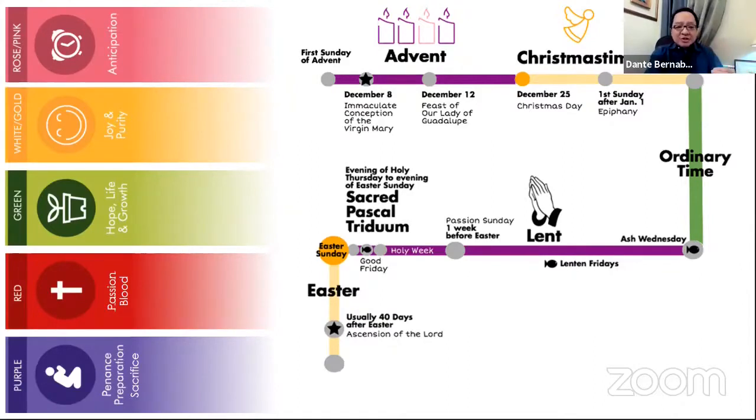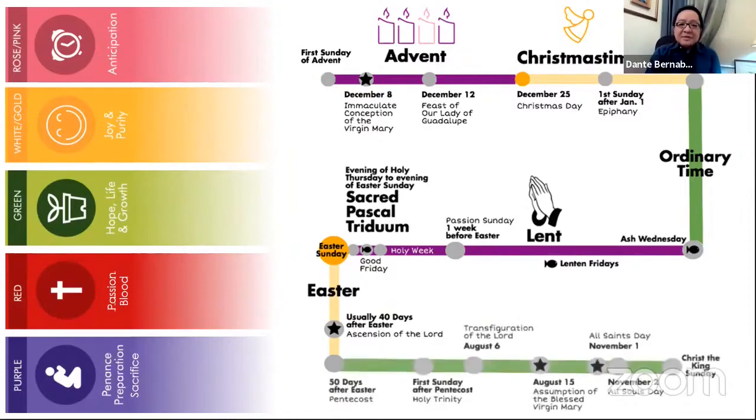Now, Ascension Thursday occurs 40 days after Easter Sunday. But it can also be celebrated on the following Sunday. Thus, we have the Ascension Sunday. Pero to be technical about it, that's 40 days after the resurrection. Now, obviously, the festive colors used during the Easter season are white and gold. So again, Easter is the most important season in our calendar.